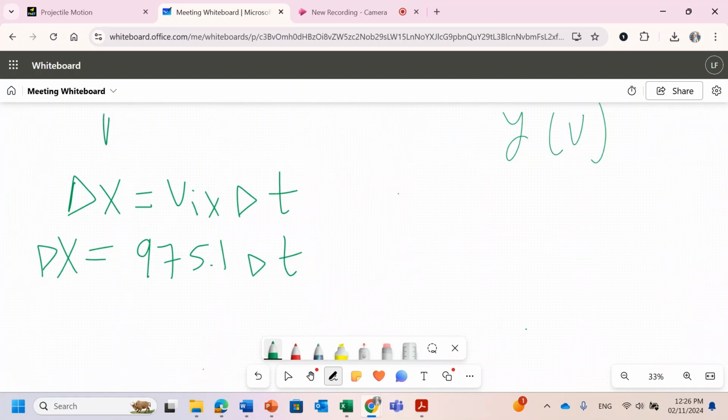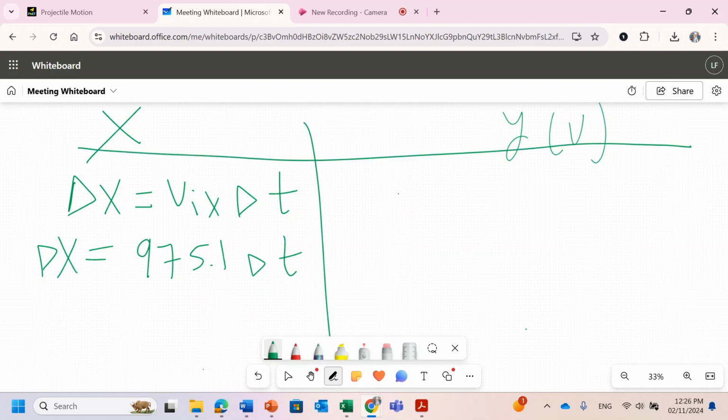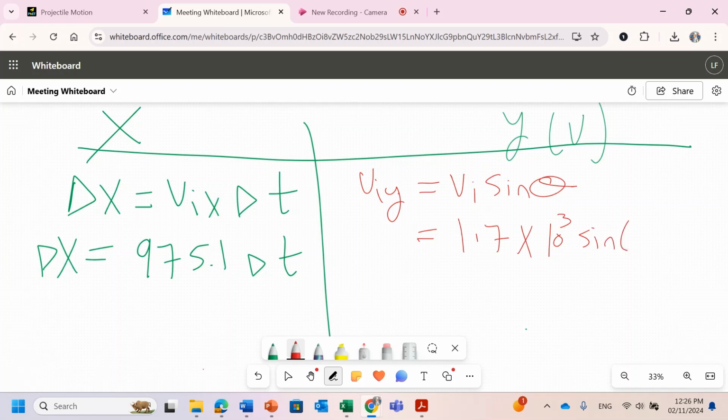Okay, now we'll go to the Y direction. In the Y direction, we have three equations. We will start with the first one, which is V initial in Y direction equals V initial sine the angle. V initial is 1.7 times 10 to the power 3 sine 55, and this is 1392.6 meter per second.